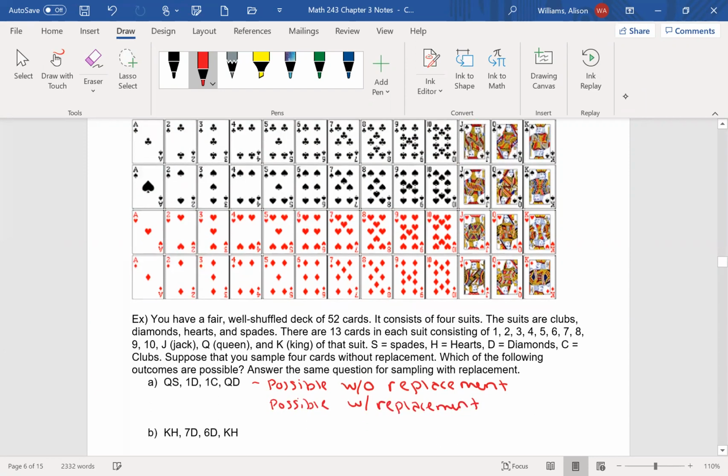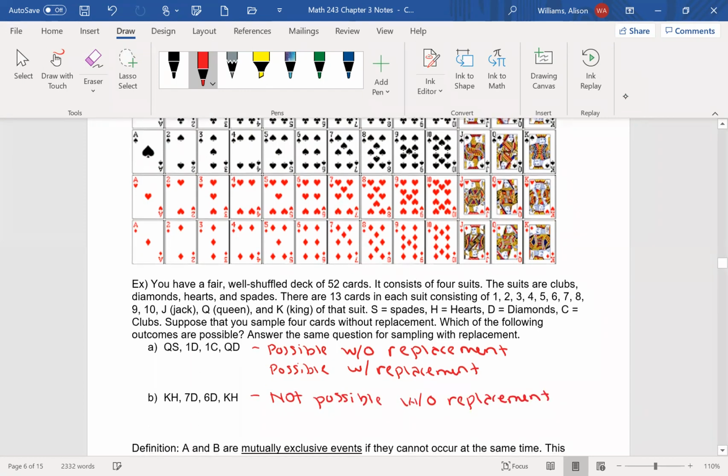The next one is a little weirder, though, because in this one, they're saying you grab a king of hearts, a 7 of diamonds, a 6 of diamonds, and another king of hearts. That's a problem, because we already drew a king of hearts and it's out of the deck now. There's not 2 kings of hearts, there's just 1. So this is not possible without replacement. Let's make it 2 separate words there. Not possible without replacement. But of course, all of these are possible with replacement. So that makes no difference at all.